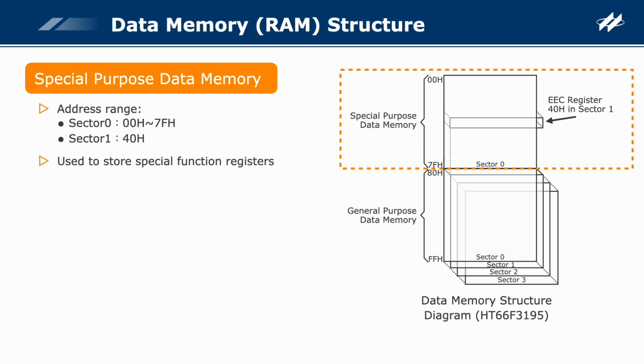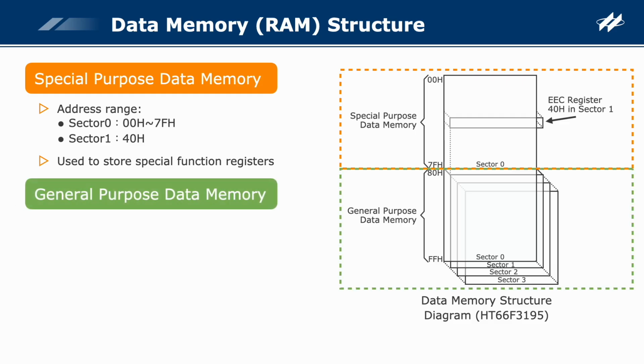This area of data memory is where the special function registers are stored. Most of the registers are both readable and writable, but some are readable only. Note that for locations that are unused, any read instruction to these addresses will return the value hex 00.